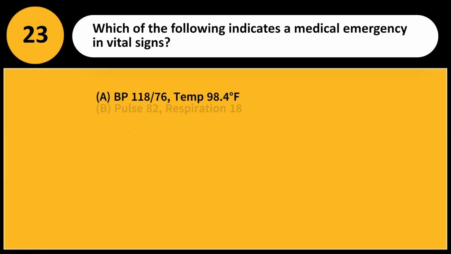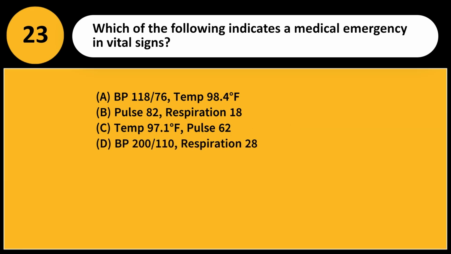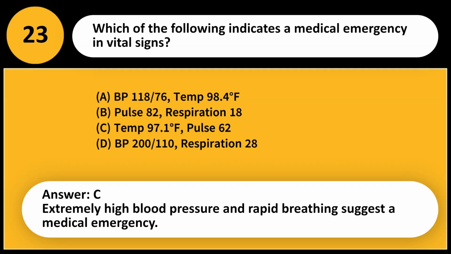Which of the following indicates a medical emergency in vital signs? A. BP 118/76, temp 98.4 degrees Fahrenheit. B. Pulse 82, respiration 18. C. Temp 97.1 degrees Fahrenheit, pulse 62. D. BP 200/110, respiration 28. Answer C. Extremely high blood pressure and rapid breathing suggest a medical emergency.